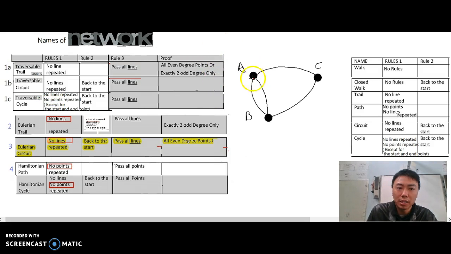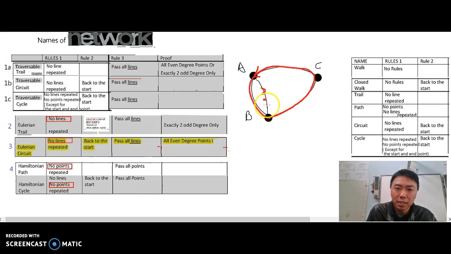So let's see if I can do this. Start from A. I need to go back to A. Oops. Start from A, go back to A without repeating the points. So I can go back to A, but I cannot use all the lines.